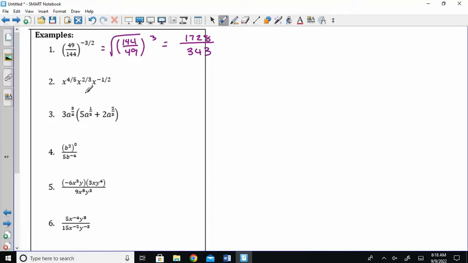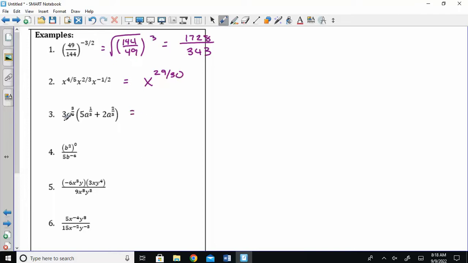Number 2, when you're multiplying, if the x is written each time, what do we do with these exponents? Add them. So grab your calculator. You don't have to get hung up on the fact that it's a fraction. You do 4/5 plus 2/3 plus negative 1/2. 29 over 30. Yep. All right.